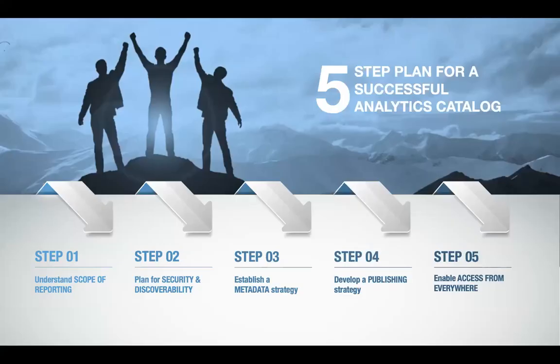So just to recap, the 5 steps we've talked about in brief have been: understand the scope of reporting, make sure you know what you're up against; have a careful plan around both security and discoverability, make sure you've got a good balance there; establish a metadata strategy that is going to work for you, that's going to support all 3 of your constituent areas, the analyst, the consumer, and the governance team; develop a publishing strategy that aligns with the metadata strategy, the security system, and the discoverability plan you have in place; and then make sure that when you execute on all these things, you deploy to all the surfaces of information, and you've done it in a way where you have the senior management support necessary to make it a success.